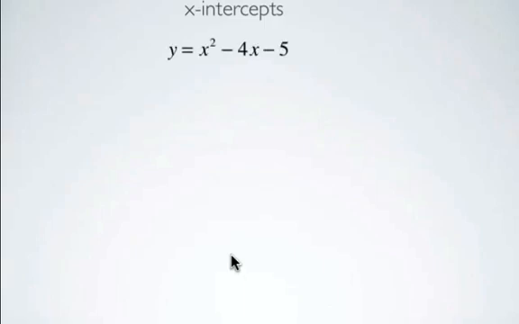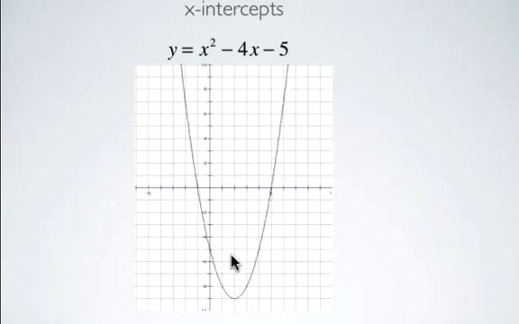X-intercepts. Y equals x squared minus 4x minus 5. Here's the graph again. Let's look at the x-intercepts. We have the vertex located here at (2, -9). Our axis of symmetry is a line that is identified as x equals 2.